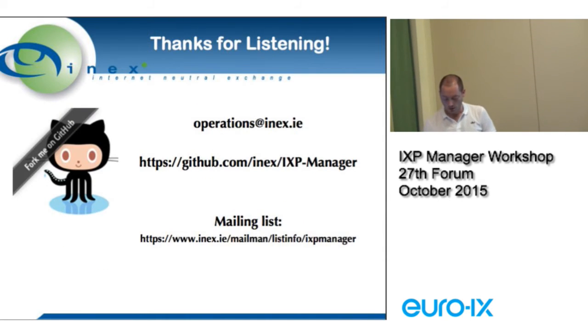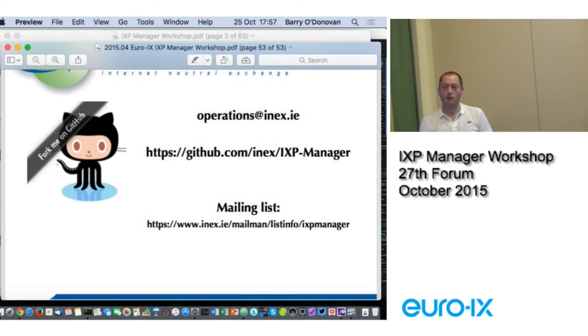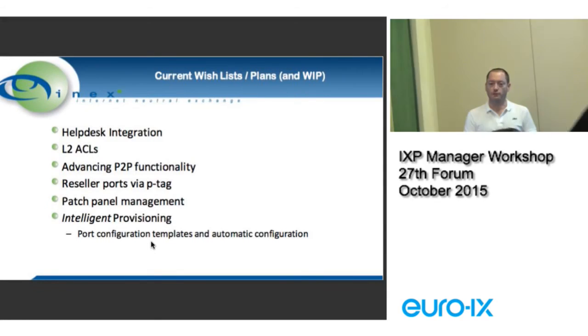Maybe we take a 5-minute break, and anyone who wants to, we can look at the second presentation on version 4. All of this, there is help desk integration for different reasons, and that's actually very done. Layer 2 ACLs was mentioned, reseller ports were mentioned, patch panel management was mentioned, and I was talking about intelligent provisioning. And then the only other thing I don't think we mentioned was advancing the peer-to-peer functionality. Actually, that did come up a little bit.